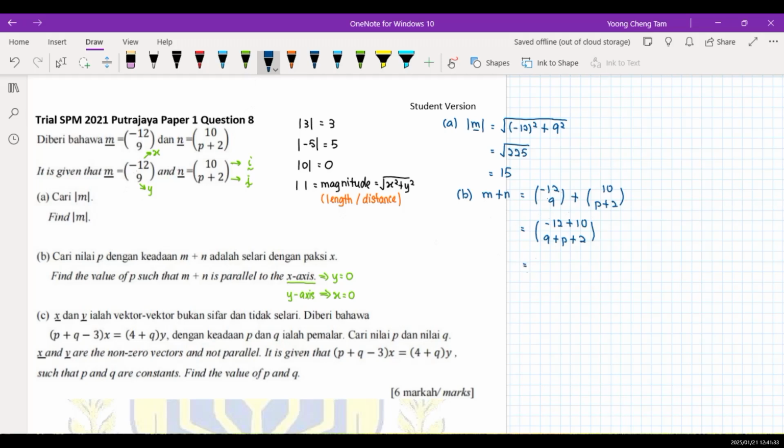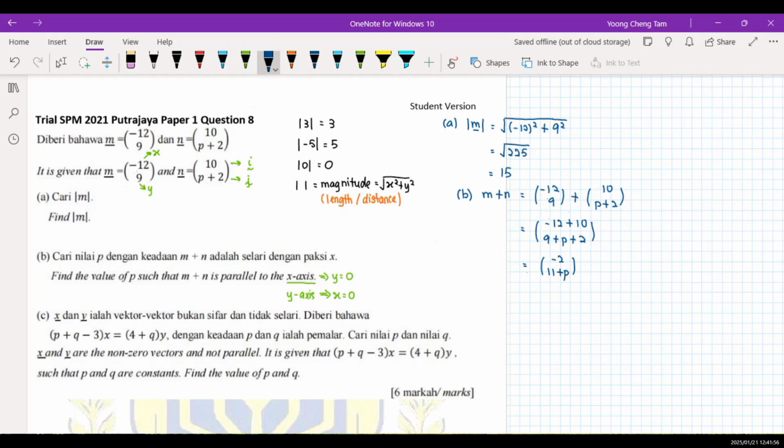And then simplify. For the top number, -12 plus 10, you get -2. Then 9 plus p plus 2: 9 plus 2 is 11, so 11 plus p. So this is the vector of m plus n.